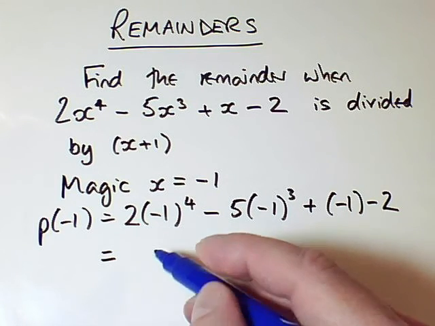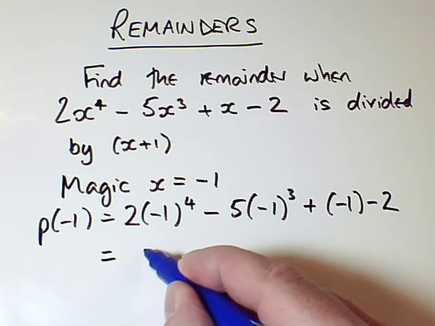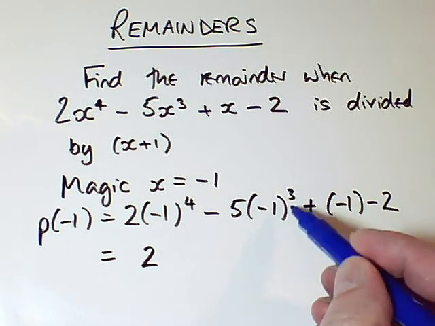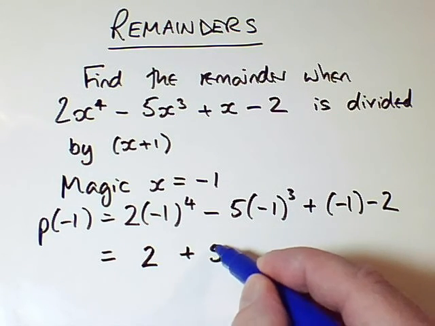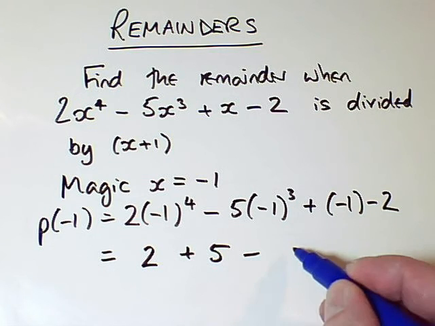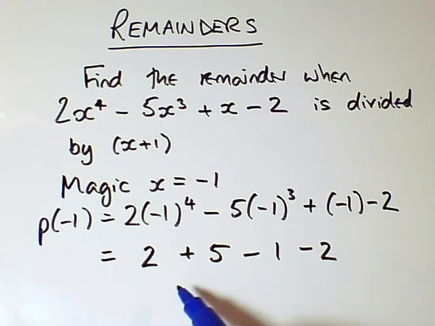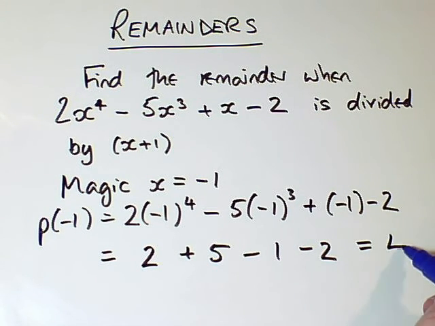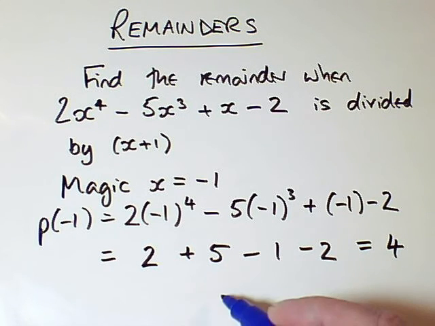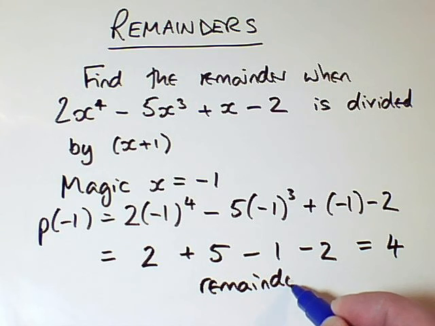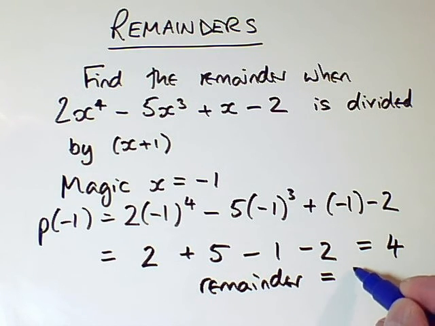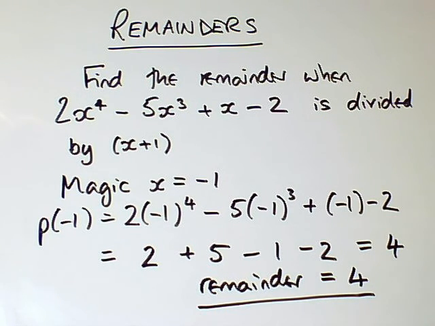An even power of a minus is still a plus, so that's going to be 2 times 1, which is 2. Odd power of a minus is a minus, times minus 5 goes back to plus 5. Plus minus 1, minus 2. So I've got 7 minus 3, it's plus 4 this time, so the remainder equals 4. And always, actually, this is so easy that make sure you don't leave any doubt, end up by saying what the remainder is. And that it really is as simple as that.